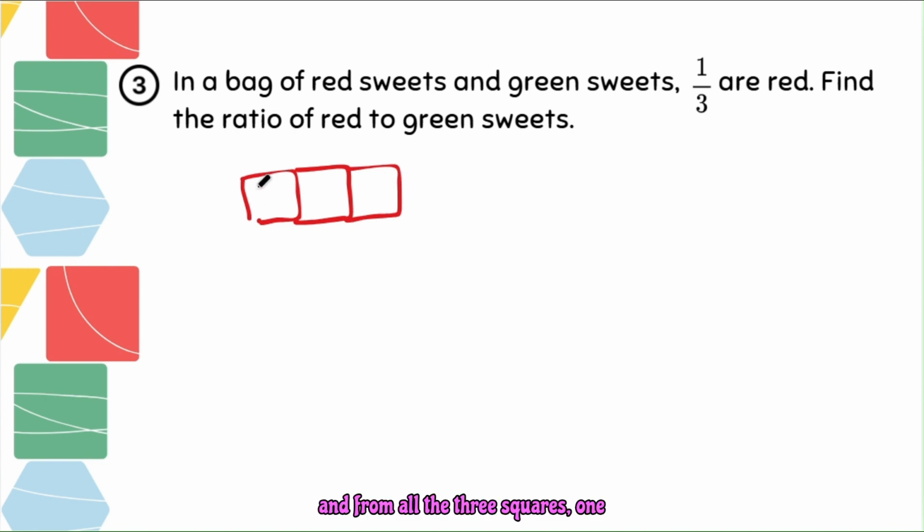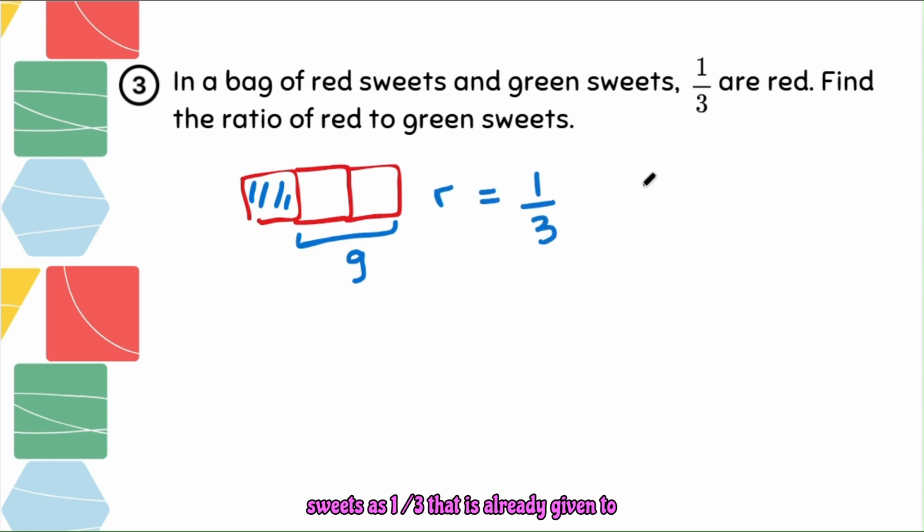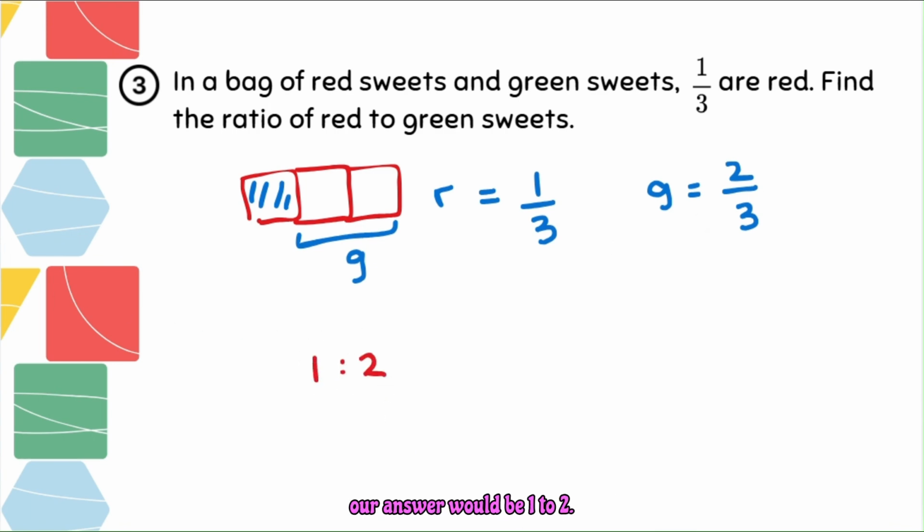From all the 3 squares, 1 square represents red sweets because the fraction is 1/3. This means that the remaining 2 squares represent the green sweets. So we can write the fraction of red sweets as 1/3, which is already given to us, and the fraction of green sweets as 2/3. Now to write these fractions as ratios, we are going to write the numerators of both the fractions because the denominators are already the same. So our answer would be 1:2.